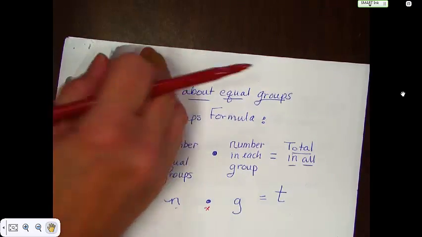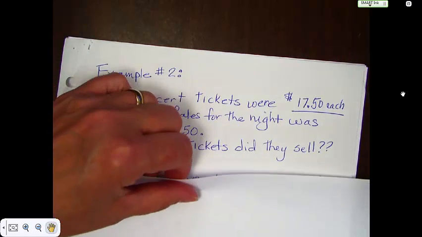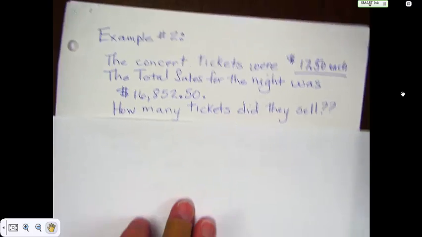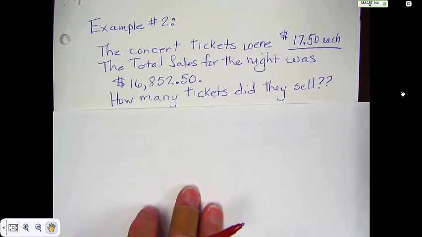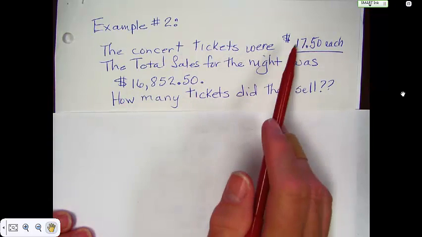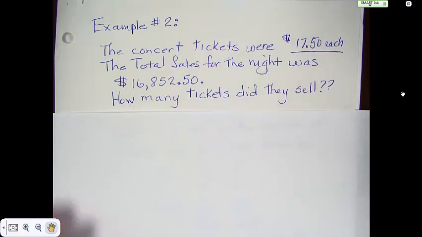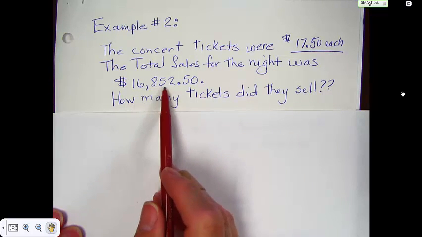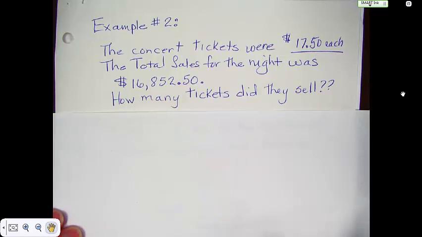Now, looking at another example, which I kind of like, this one has a missing part to it, and on the other videos maybe I have not done too much with this missing part, but I think on this one you really need to write this down. The concert tickets were $17.50 each, so that's what you have to pay for one ticket. Now, they added up their total sales for the night, and they had $16,852.50. The question is, how many tickets did they sell?